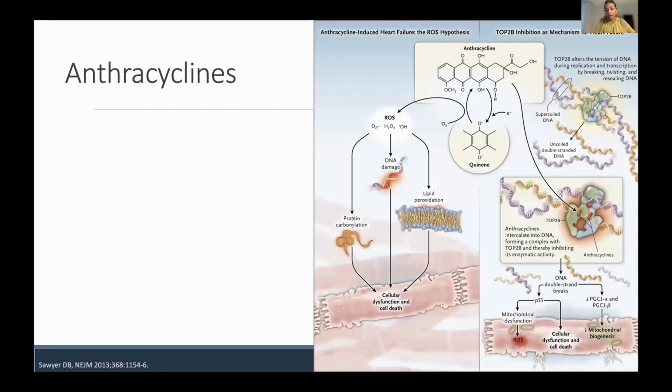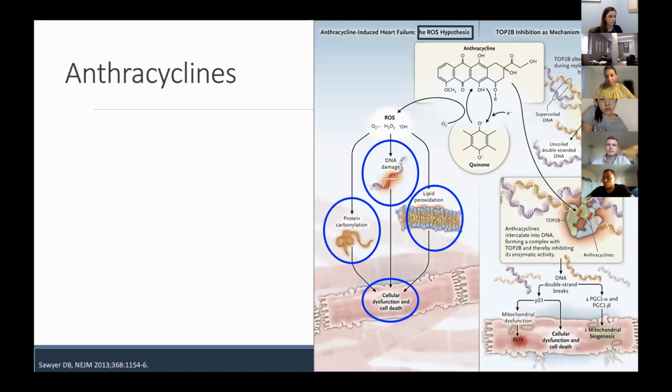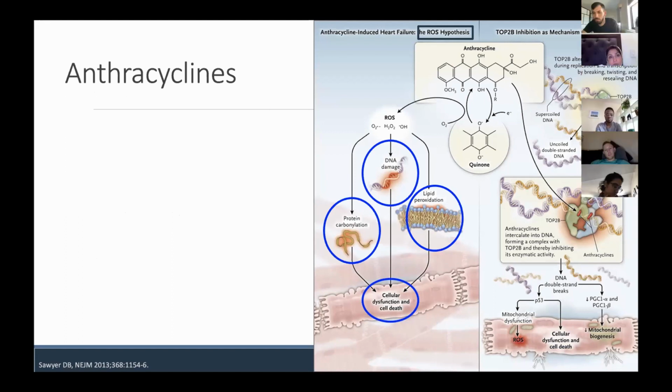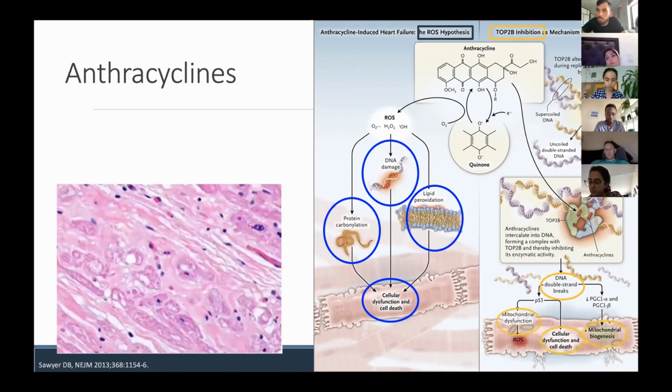This is the mechanism for anthracycline-induced cardiotoxicity, and it's really complicated, but the two basic mechanisms are the reactive oxygen species hypothesis and the topo-2 isomerase inhibition. The reactive oxygen species hypothesis is that the quinone moiety of anthracyclines produces reactive oxygen species, which leads to DNA damage, protein carbonylation, lipid peroxidation, and these lead to cell death and cell dysfunction. Topo-2 isomerase inhibition is another mechanism for development of heart failure. Topo-2 isomerase essentially helps with DNA replication. So inhibition causes double-stranded DNA breaks and leads to mitochondrial dysfunction, impaired mitochondrial biogenesis, and cell death.